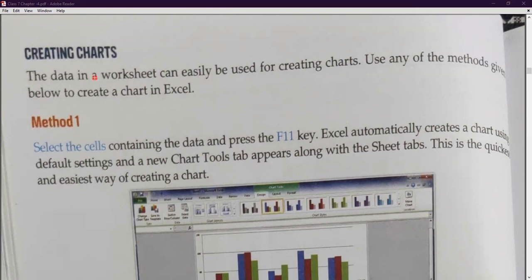The first method is very easy. You have to use only the F11 key. The function 11 key you will find on your keyboard above 9 and 0. Okay. So first of all, we need to select the cells containing the data and press the F11 key. Once you have created a simple table in the worksheet, you have to select the cells, then you need to press the F11 key. Excel will automatically create a chart.